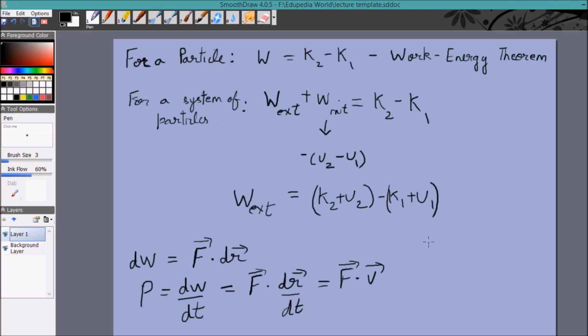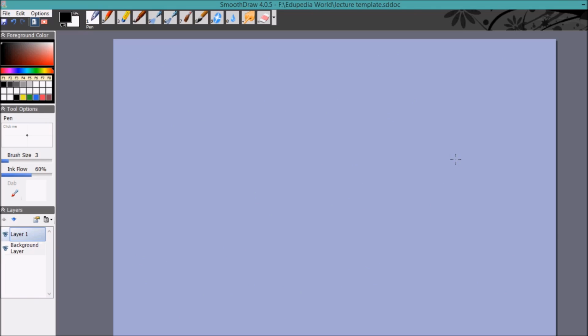The SI unit of work done is joules, and the unit of power is watts, right? So now we've discussed all the concepts we need to know. So let's see some examples. Okay, so let's start with a relatively simple problem.